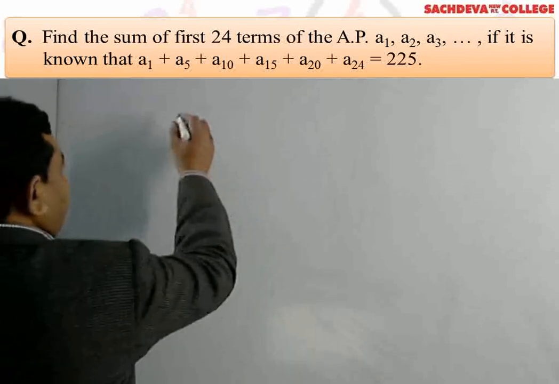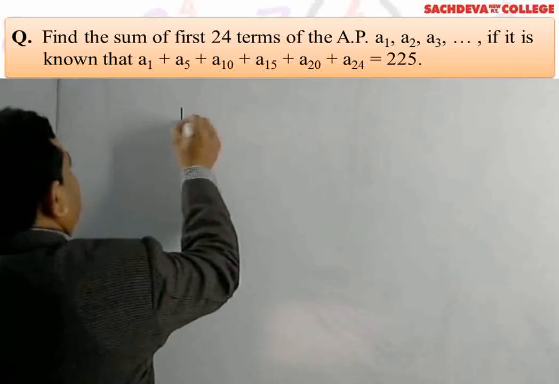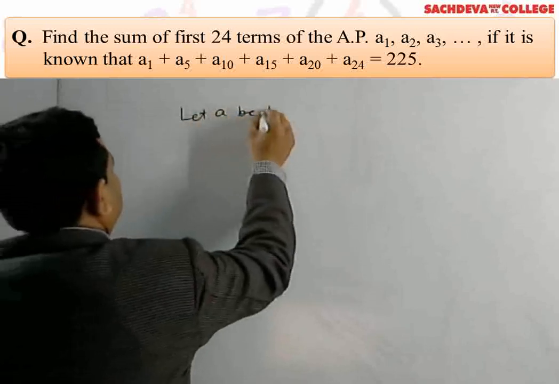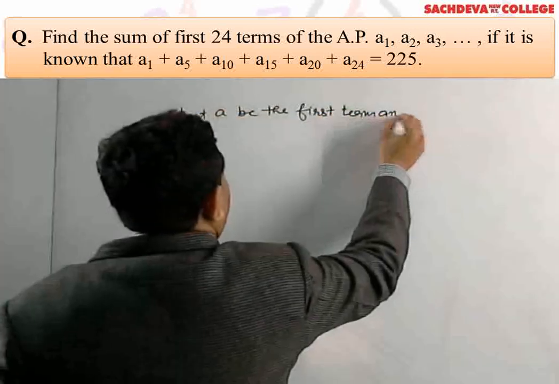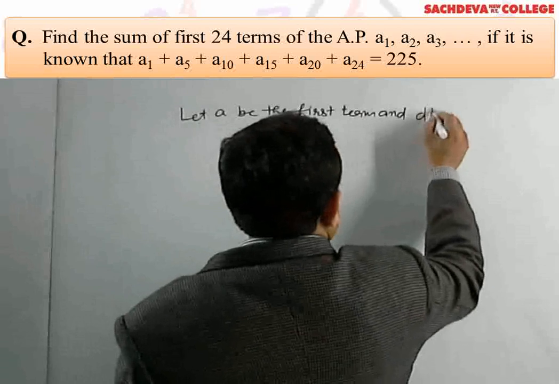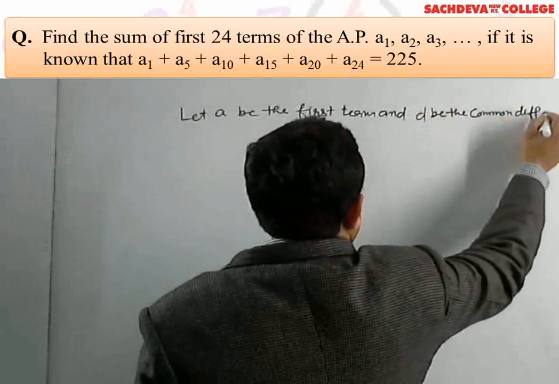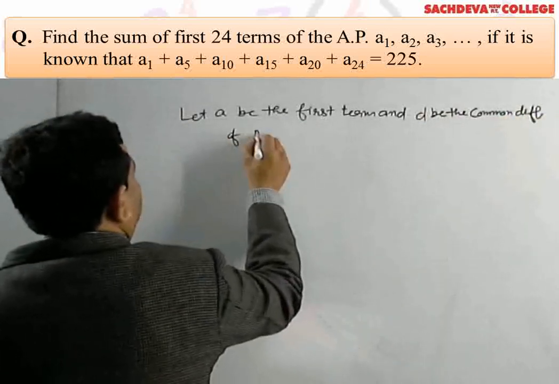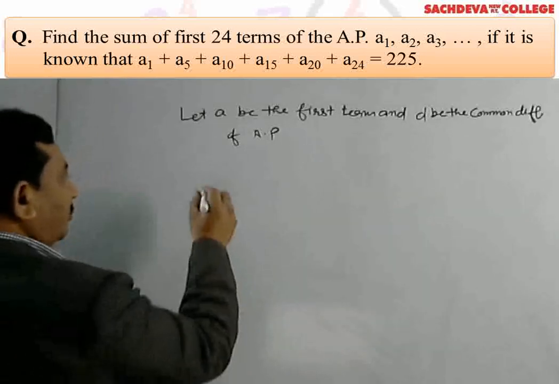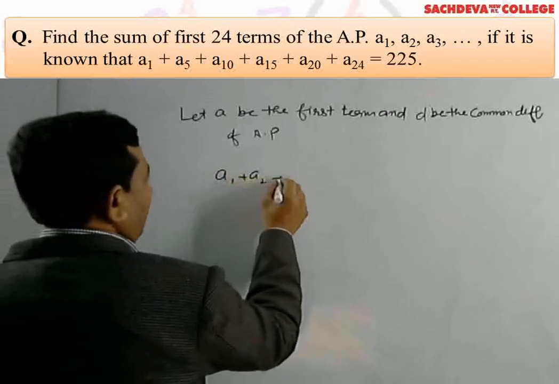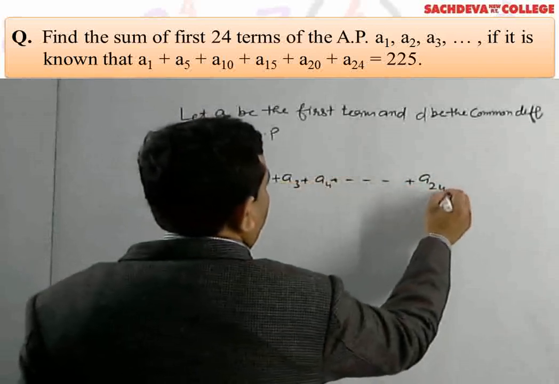Let A be the first term and D be the common difference of AP. So first we want to find the sum of first 24 terms. It means A1 plus A2 plus A3 plus A4 plus and so on plus A24.